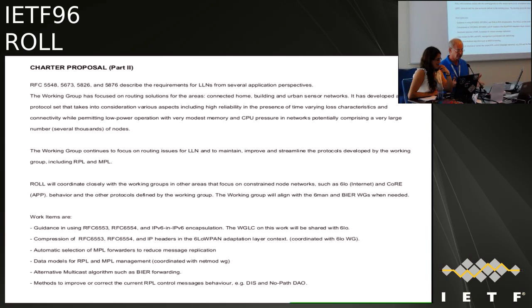Then we have a set of work items which are not milestones in individual drafts, so we hope that they are general enough. So we have guidance on the use of IPv6 encapsulation. The working group last call will be done together with 6lo, so we have heard some about that. Then compression of the IP headers in the 6LoWPAN adaptation layer, also coordinated with 6lo. And the last one, automating the selection of forwarders to reduce message replication.